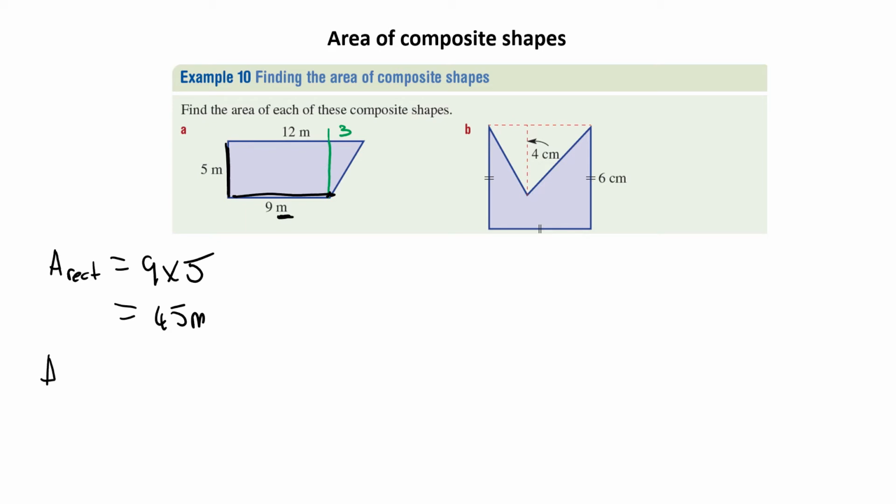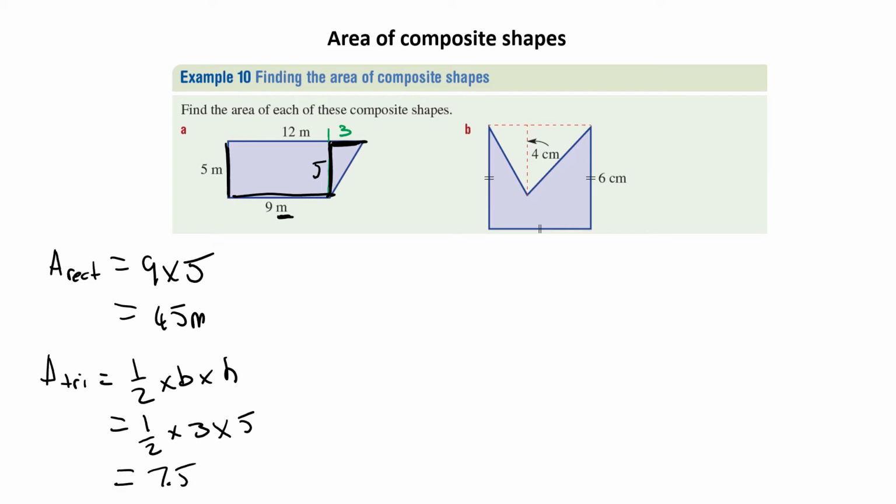And then I've got area of the triangle. Remember that's half base times height. My base in this case is 3. My height is 5. So I'm going to go half times base times height. So it's 3 times 5, which is the height. That's going to be half times 15, so that's going to be 7.5 meters. Sorry, I took a shortcut because I wanted to fit it all in.